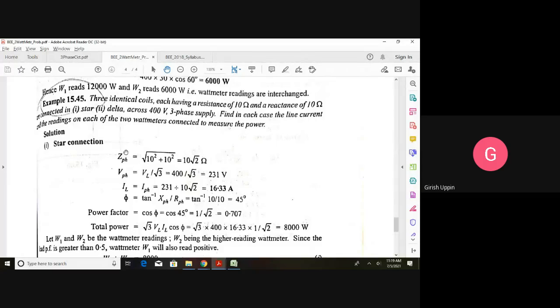So using the star or delta connection, you find the total power. Once you know the total power, this is nothing but W2 plus W1, and you can find the power factor and the phase angle. Once you find the phase angle, you can use tan phi is equal to root 3 times (W2 minus W1) divided by (W2 plus W1), and you get an equation in terms of W2 minus W1. So you have two unknowns and two equations. That is how you can solve for the W2 and W1 values.